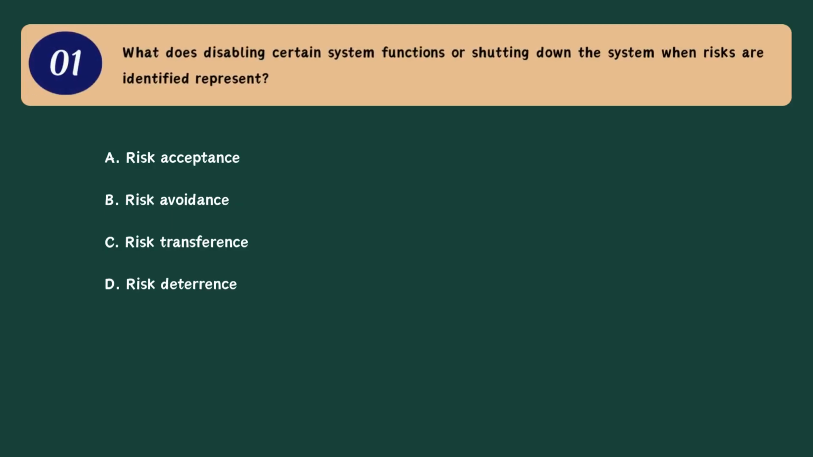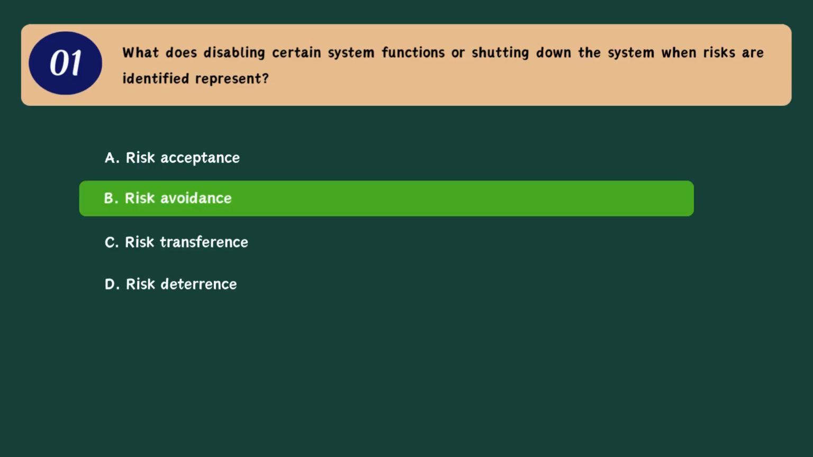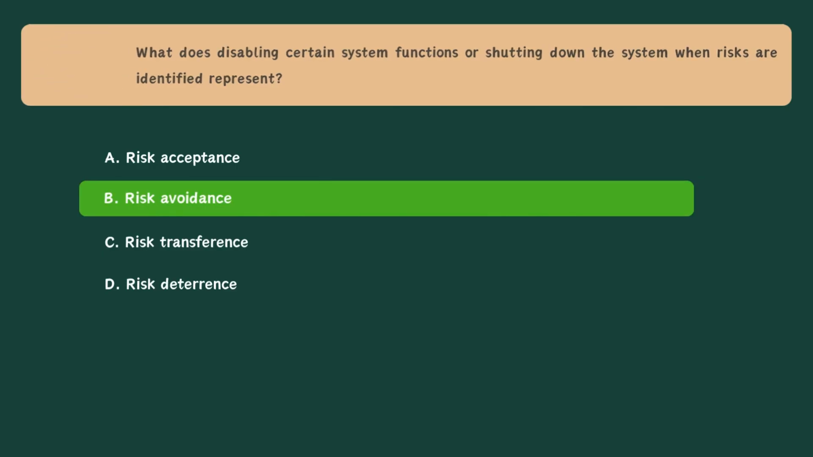Question 1. What does disabling certain system functions or shutting down the system when risks are identified represent? A. Risk acceptance. B. Risk avoidance. C. Risk transference. D. Risk deterrence. Correct answer. B. Risk avoidance.